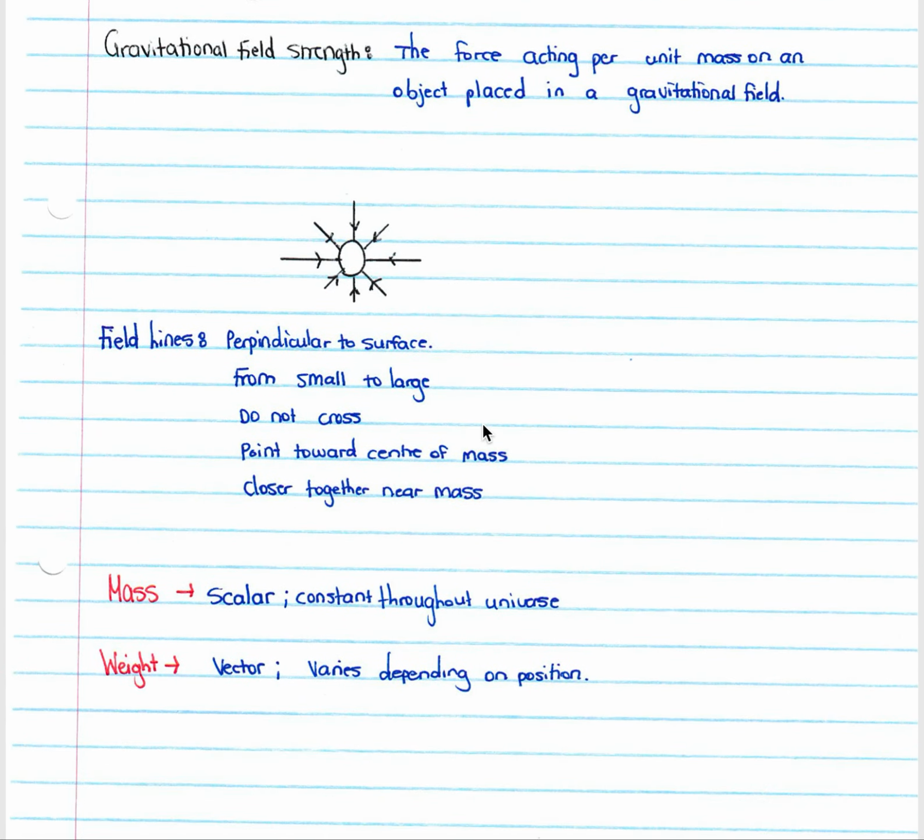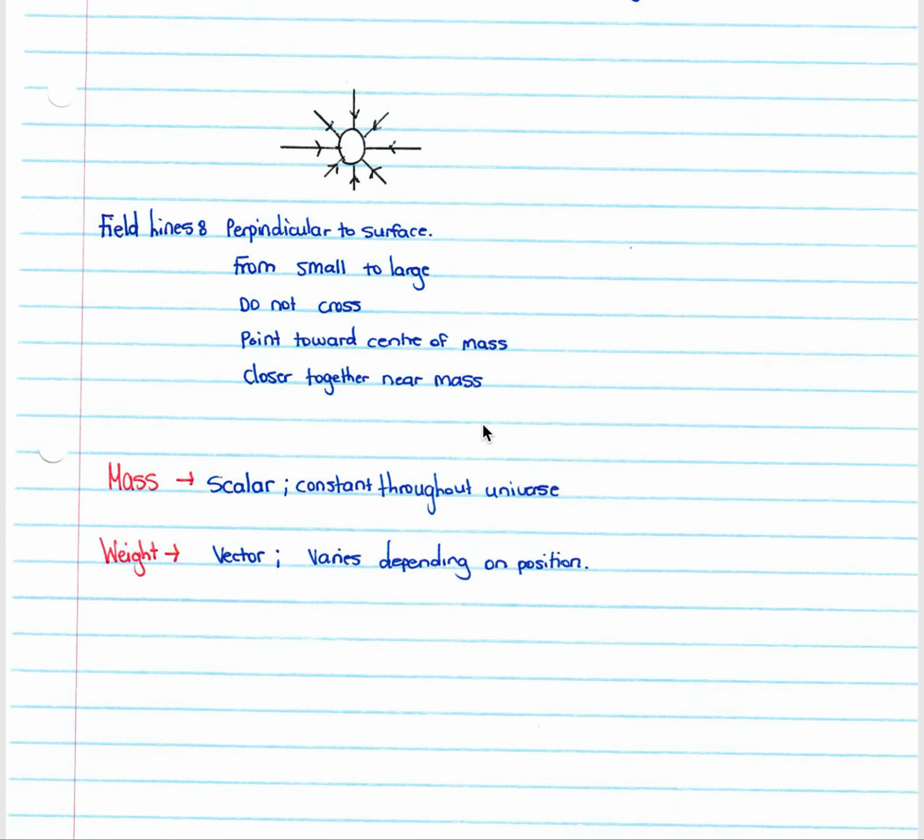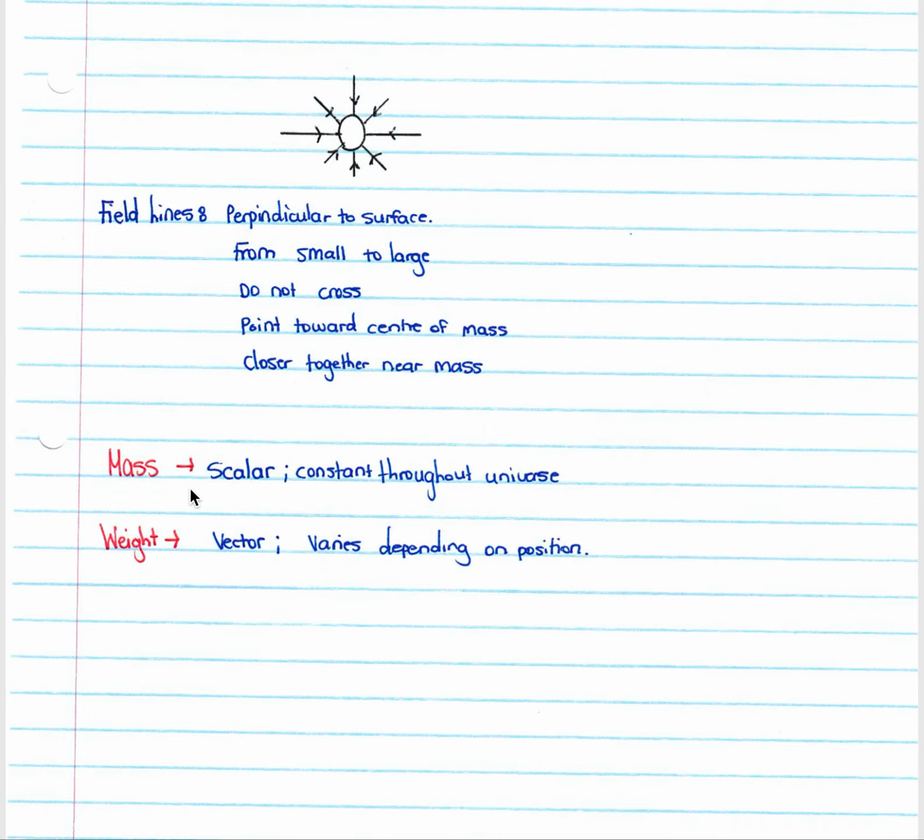Now we just need to look at the difference between mass and weight, because a lot of people get confused by this. Mass is scalar. There is no direction. It is not a force. It is constant throughout the universe. If you have a mass of 55 kilograms on Earth, you will have a mass of 55 kilograms on Mars.